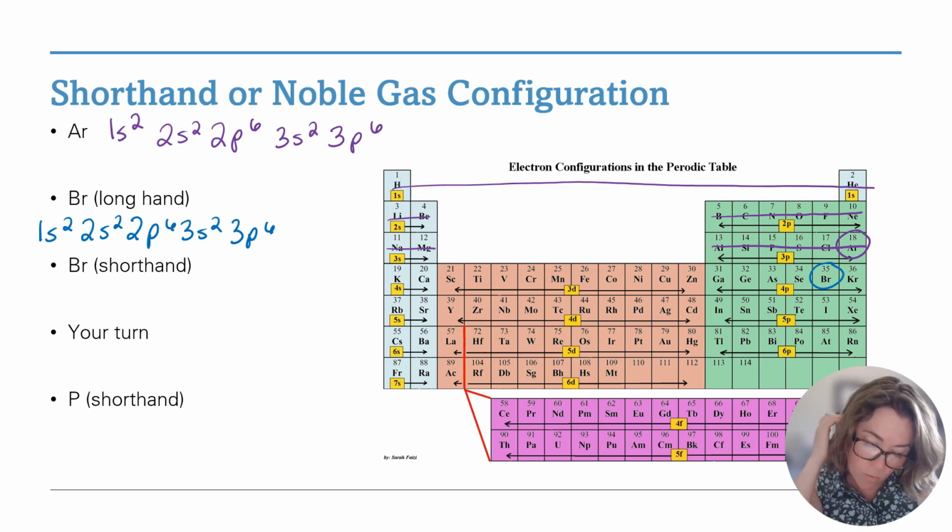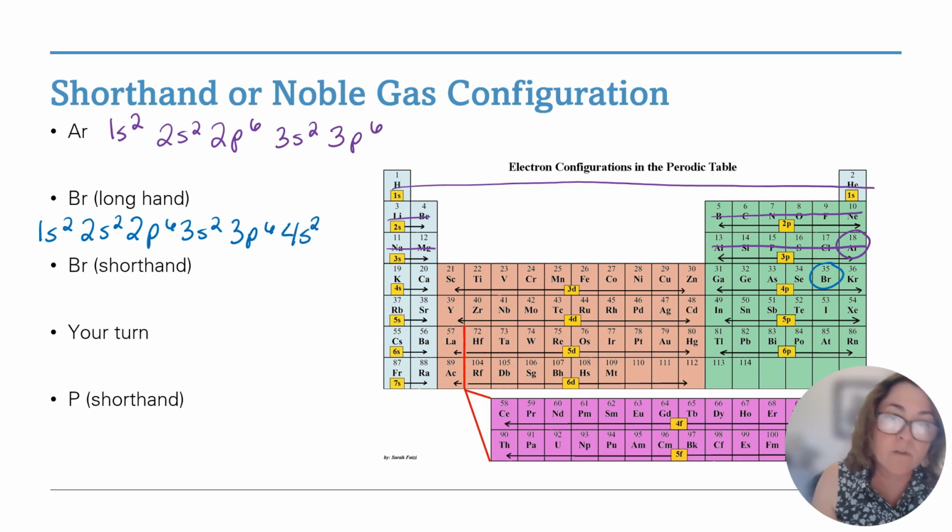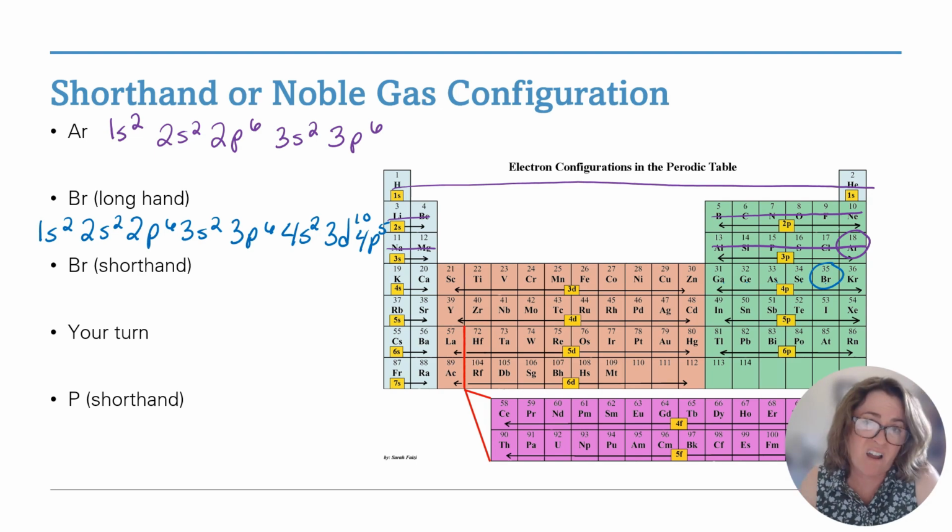Okay, so I've gone all the way through the third period. And I'm now into the fourth period, going across 4s2, going all the way through the D's. And remember, the D's are one energy level below. And then I am 1, 2, 3, 4, 5 spaces into the P. So that's 4p5. That's a lot, right? That's a lot of writing.